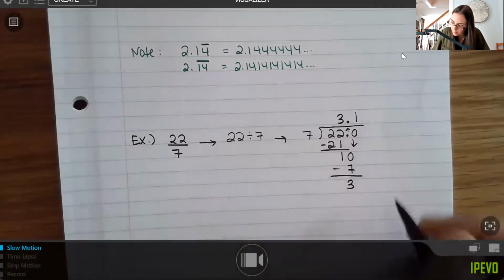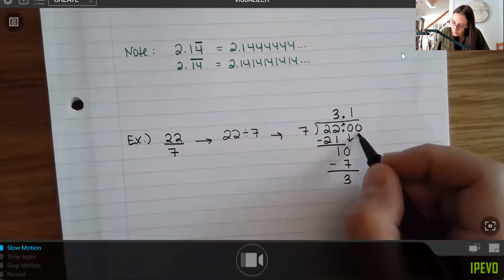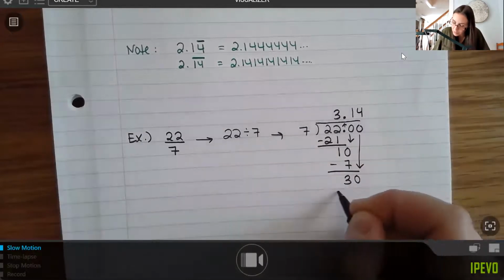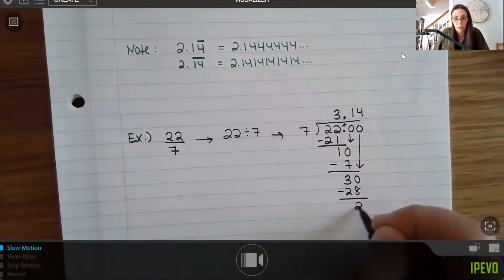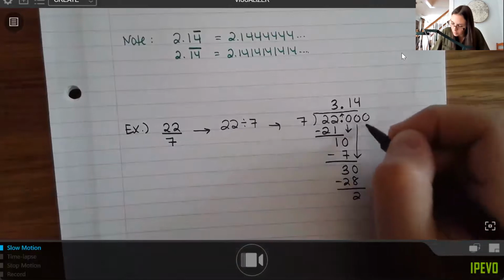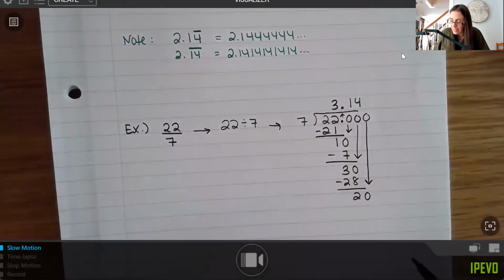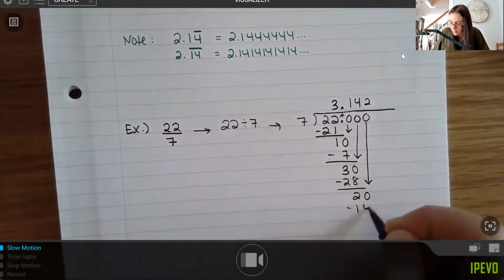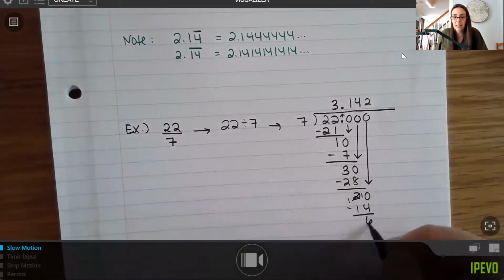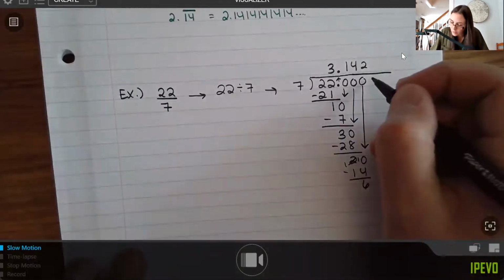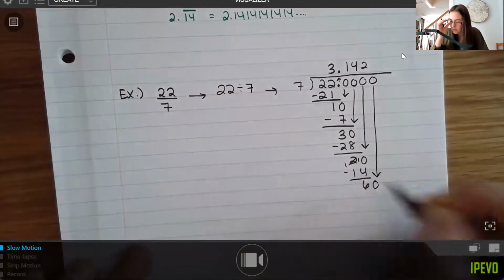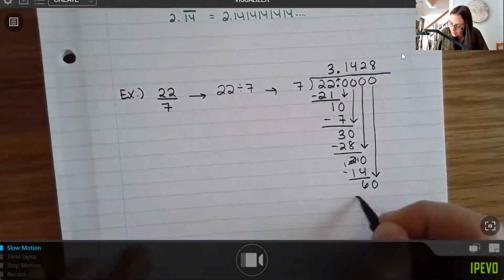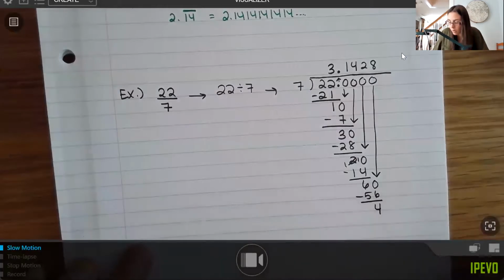And I have 3. So again, I'm going to attach another 0. 7 goes into 30, let's see, 4 times, which is 28. So I subtract and I get 2. I'm still not done. I'm going to attach another 0. All right, 7 goes into 20. That's going to be 2 times, which is 14. And if I subtract here, I get 6. Still not done. I'm going to attach another 0. 7 goes into 60. Let's see, that's going to be 8 times, which is 56. And I get a 4.